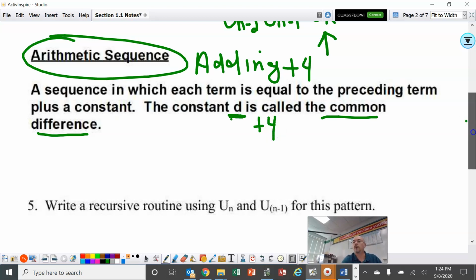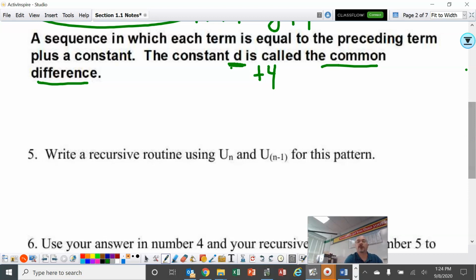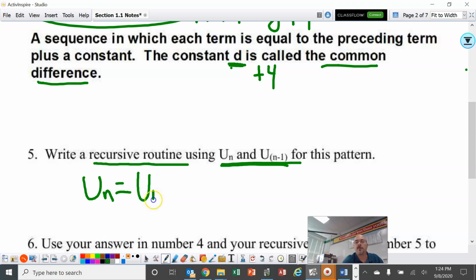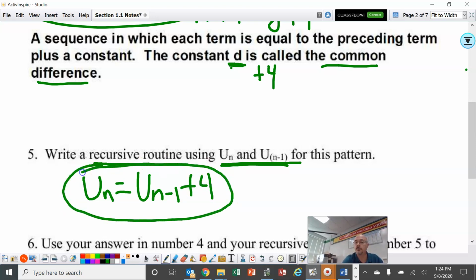So we're going to write the recursive routine for this using these u sub n and u sub n minus 1. Okay, you ready? Super easy. We write u sub n equals, always start that way. That never changes. And then u sub n minus 1, which means take the number in front, and then what's the pattern? Add 4. There we go, ladies and gentlemen. It looks a little weird, but that is the recursive routine that we are using.